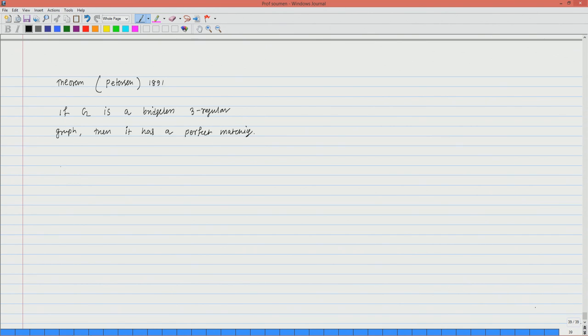Okay. Now, let me prove this theorem. To prove this theorem, what we will do is show that Tutte's conditions are true for this graph, and once we prove that Tutte's conditions are true for this graph, then we are done, then it has a perfect matching.